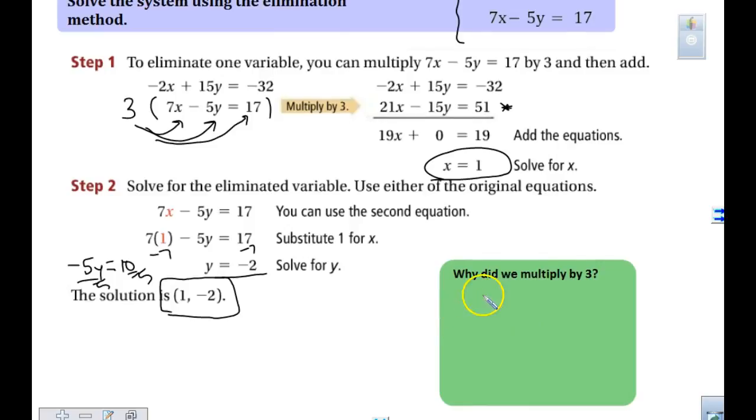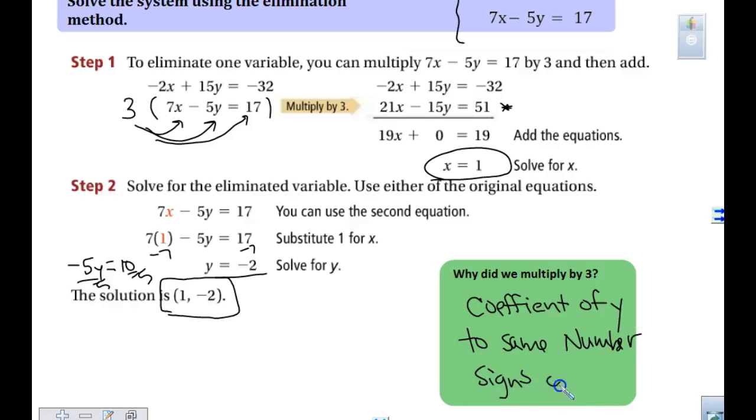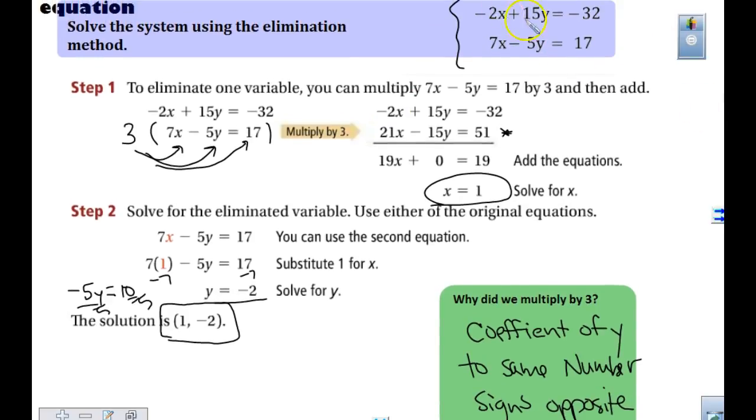And the question is, why multiply by 3 when we are looking at that? The reason we want to multiply by 3 is that we need the coefficient of y to be the same number, and we need the signs to be opposite. Write that down. Signs opposite. And we already had opposite signs because one was positive and one was negative in the original problem.